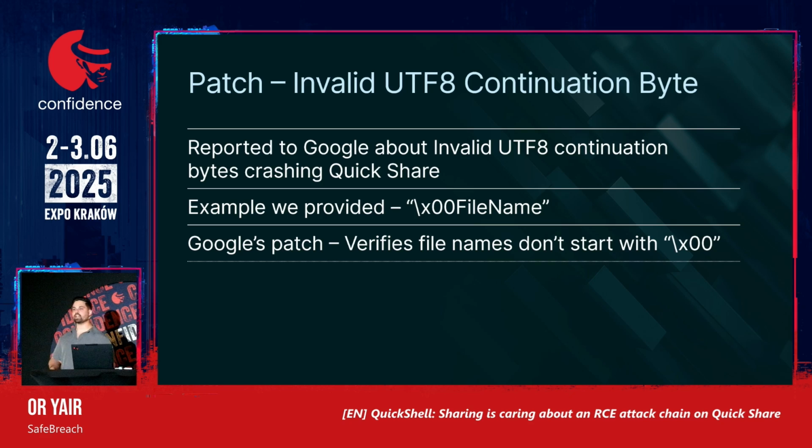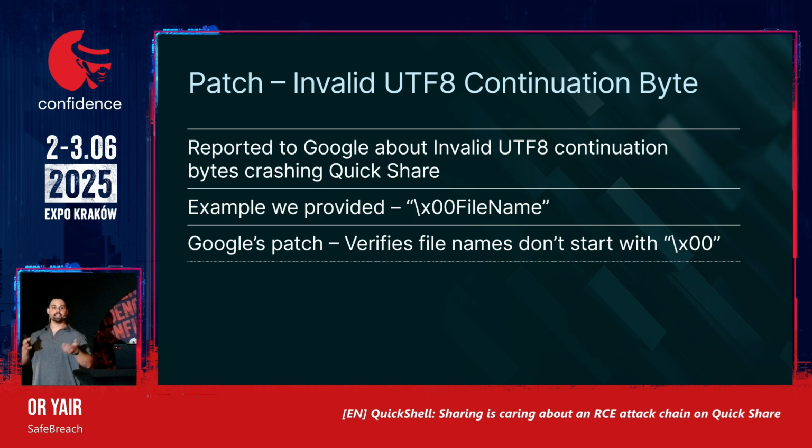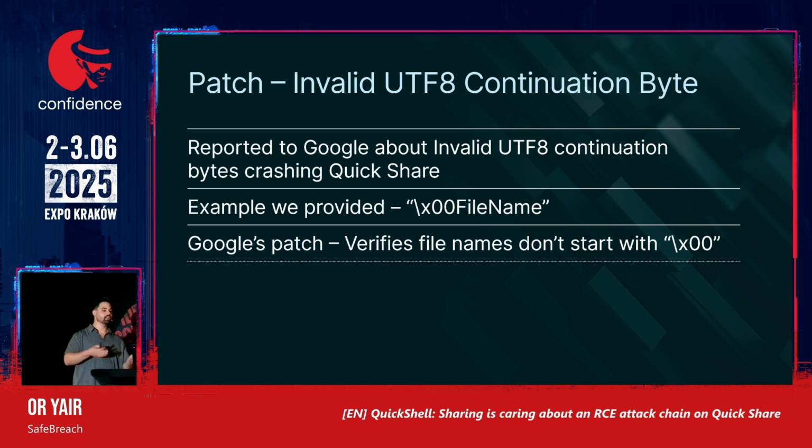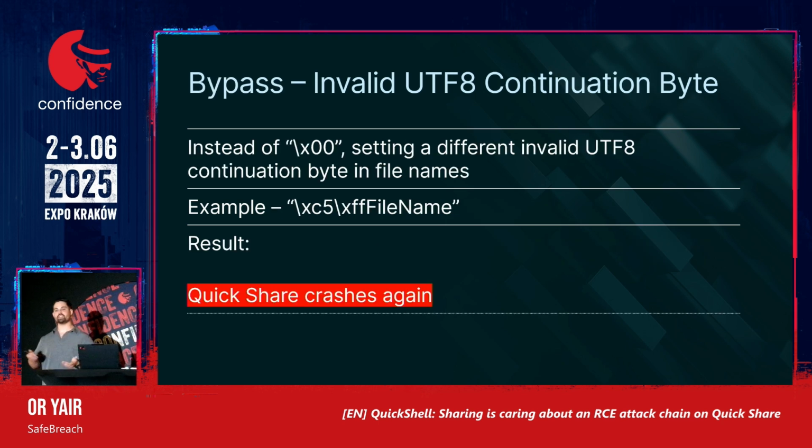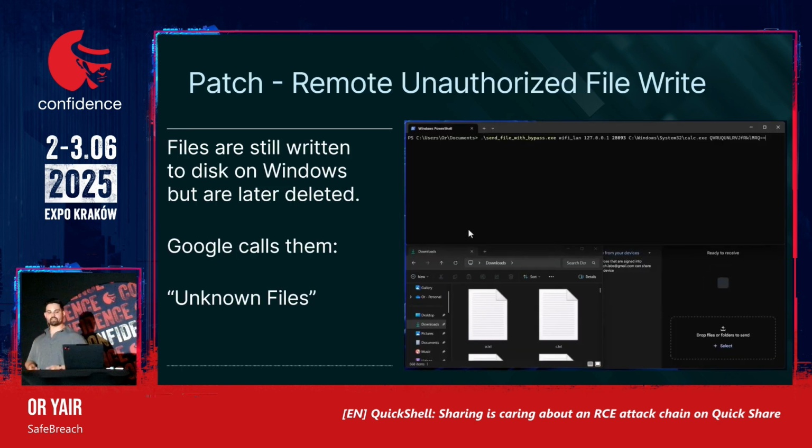Google's response to that was to issue a fix that checks that there are no null terminators in the middle or in the beginning of a file name that is sent. So, of course, we can bypass this fix if we just exchange the null terminator with other invalid UTF-8 continuation bytes, and we result in another crash. But that was not the big surprise.